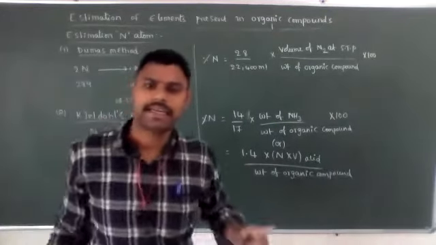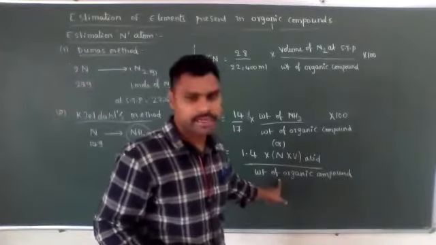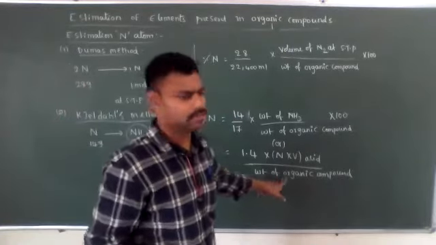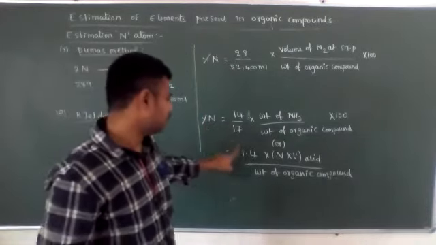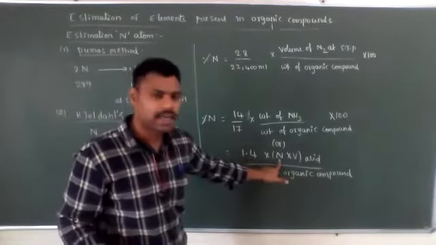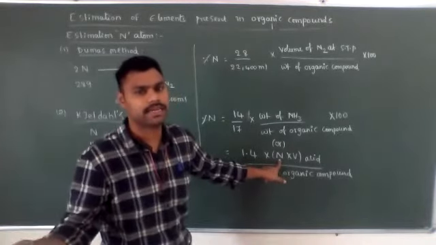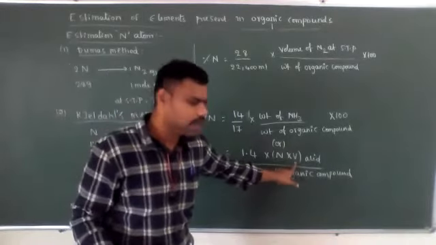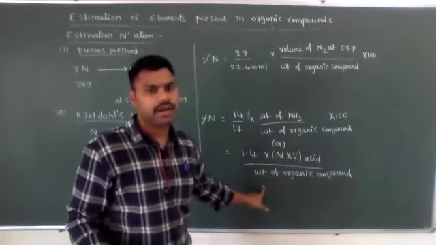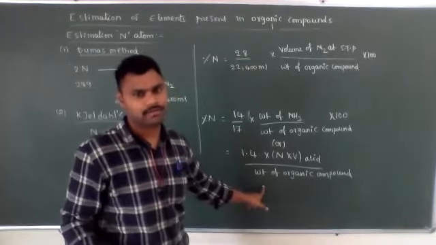In the question, the normality and volume of acid will be given, as well as the weight of organic compound in the denominator. So percentage of nitrogen is 1.4 into normality, N means normality. In further classes we will discuss what normality is and how to calculate it. Normality into volume of acid by weight of organic compound. This is the formula.